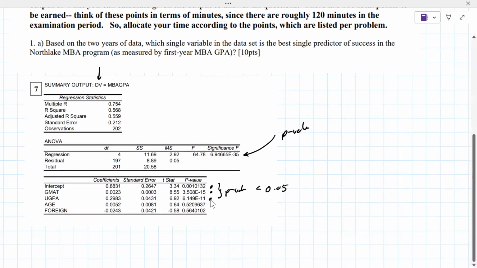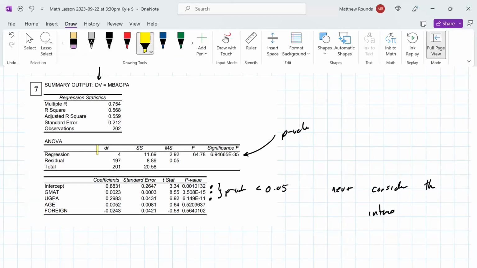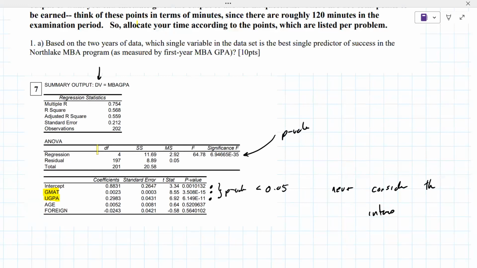You would have maybe seen that in a previous course. These other two are not significant because the p-value is too high. Now the intercept is almost never included. You never consider the intercept. So what I'm seeing is that the significant variables here are the GMAT and the UGPA.